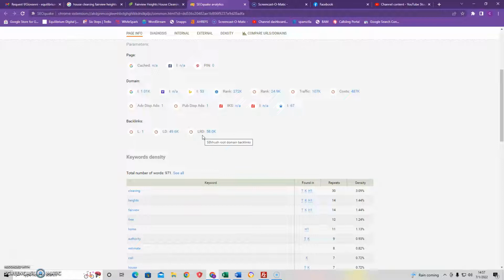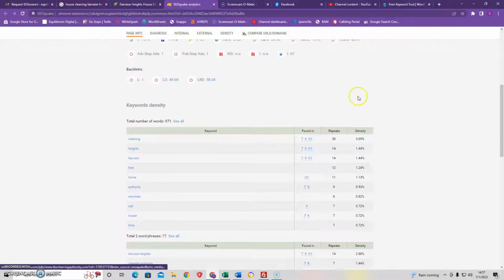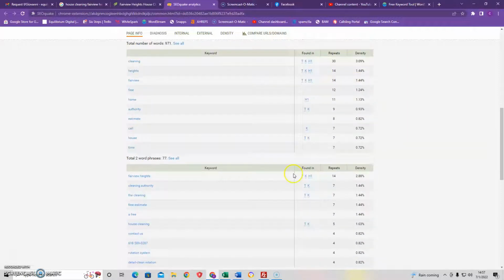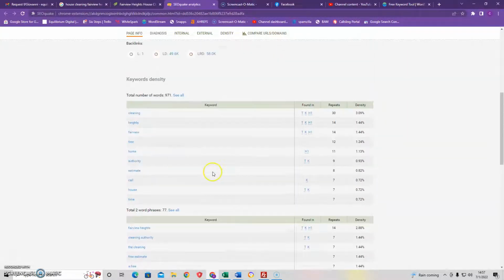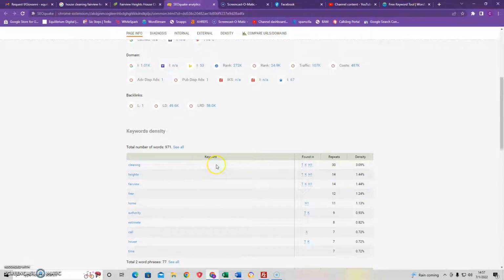The second thing I like to look at is keyword density. The reason is that when someone types into Google what they're looking for, they want to ensure they're getting pulled up for it. For example, when I typed in Fairview Heights cleaning, the keywords are what Google's algorithms crawled all the websites for. As you can see, they have cleaning 30 times, Fairview Heights 14 times, Fairview Heights Clean Authority. So when you build the content, you always want to keep that in mind, and have a good amount of keywords.